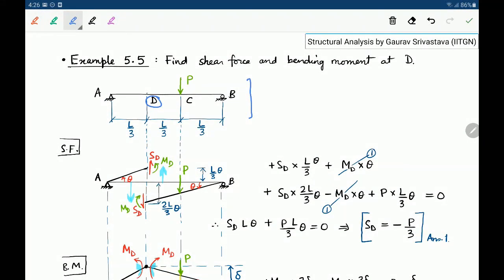Now to find the shear force, we cut it at D. Okay, and we displace it so that the portion AD and the portion DB, they have equal slopes. Okay, and you may recall the sign convention for shear forces and bending moments. So if to the left of a support it is acting upwards, on the right side it will act downwards, and same thing for M. Right. So when we cut it, the shear force SD gets revealed, and also the internal bending moment MD gets revealed.